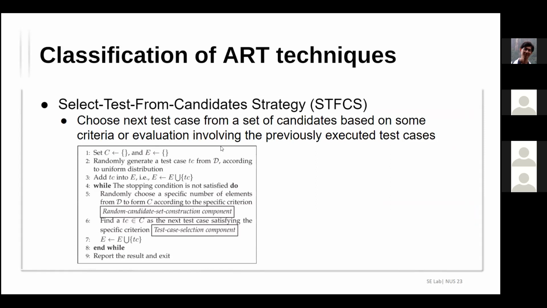The next one is called the select test from candidate strategy. This is essentially a refinement of the first one I mentioned. You generate the test cases first, and from this you choose a set of candidates from the input domain, and then you have some selection criteria. So this is a more refined version of what we talked about earlier. Instead of just the minimum distance, we look at other factors as well.